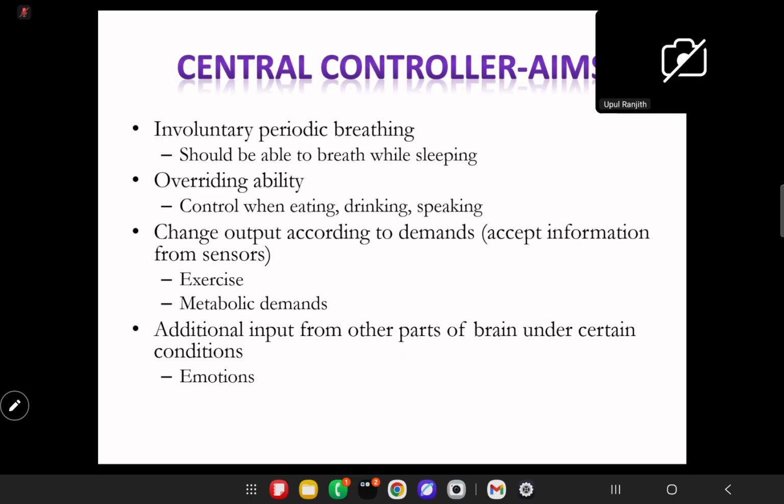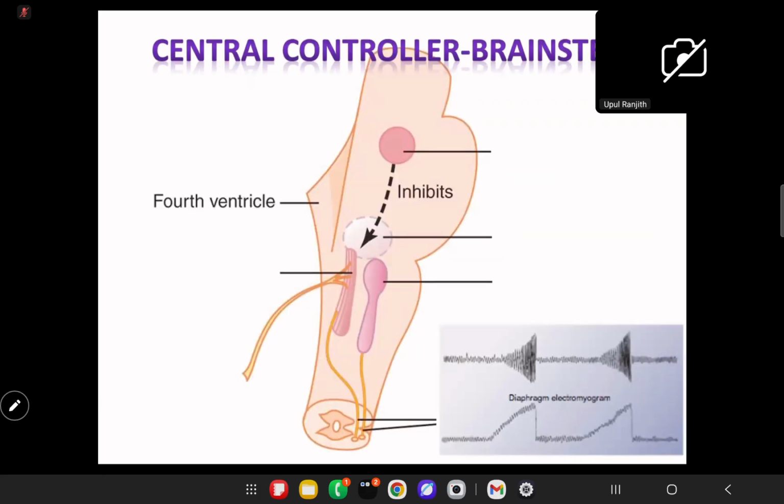So this is called malignant hypothermia, right? There the metabolic demand is high. Then there is additional input from other parts of the brain under certain conditions. Like when you are emotionally motivated, especially these young ladies, they start breathing fast, right? So that is due to some control from the other part of the brain. So in various emotional situations, they breathe faster.